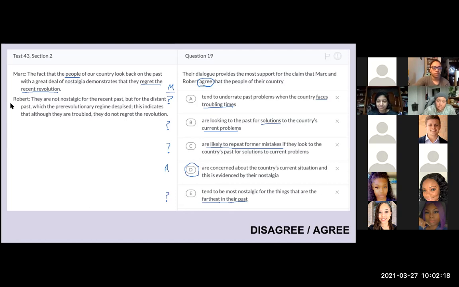I can. They are not nostalgic for the recent past, but for the distant past, which the pre-revolutionary regime despised. This indicates that although they are troubled, they do not regret the revolution. Awesome. So then, does what Robert said align with D as well? Robert says they are troubled, right? And that aligns with the first part of D, being concerned about the country's current situation.